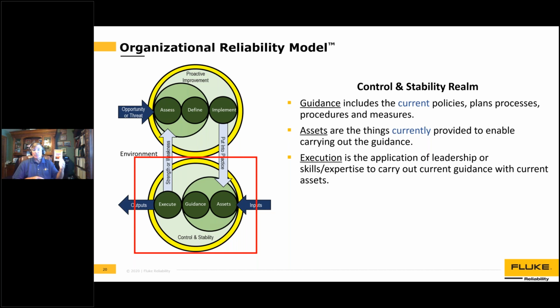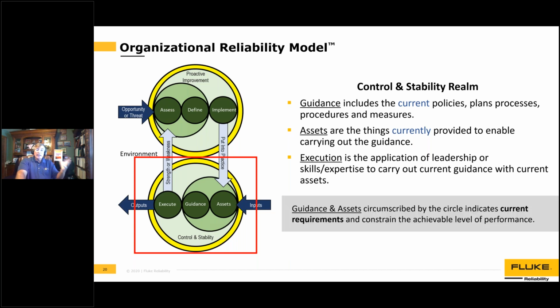So direction is mission, vision, values, and objectives. Guidance is kind of how you achieve those directions. So if your guidance is not clear, then you end up with a lot of ambiguities, gaps, and overlaps. And those are reasons why you also have difficulty in implementing change. And so again, guidance and assets are circumscribed by a circle that indicates that the current requirements constrain the achievable level of performance, right?